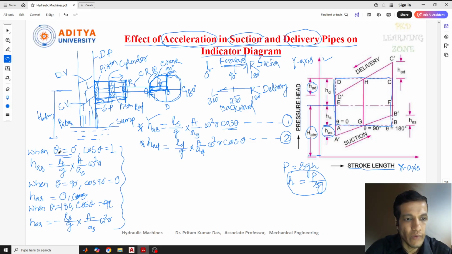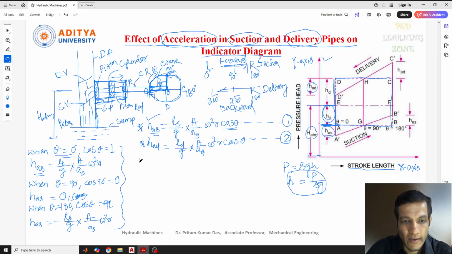Now here, some acceleration effect is there in the suction pipe. So the pressure head inside the cylinder, that means during the suction stroke, will not be equal to only the HS value, because HAS is there. In the ideal case we took only HS, that's why we got only the straight line, constant pressure head. But here it is not like that. Here we need to consider HS plus HAS.